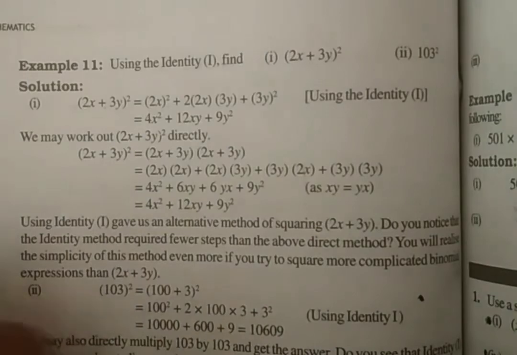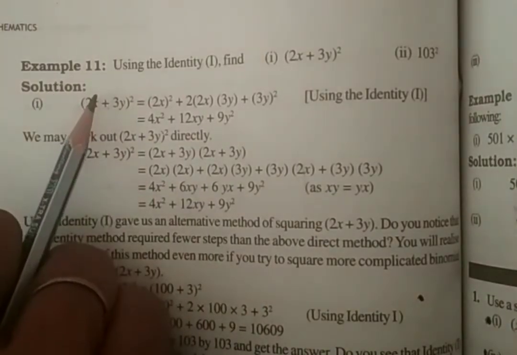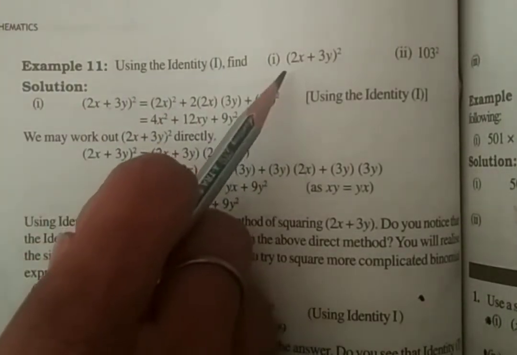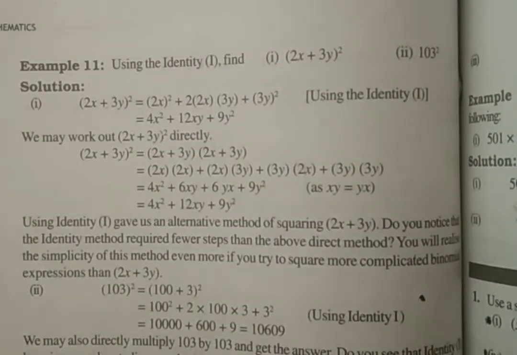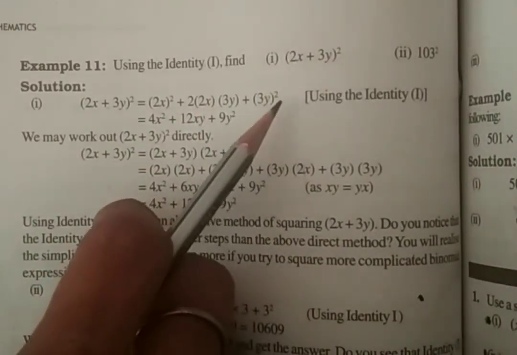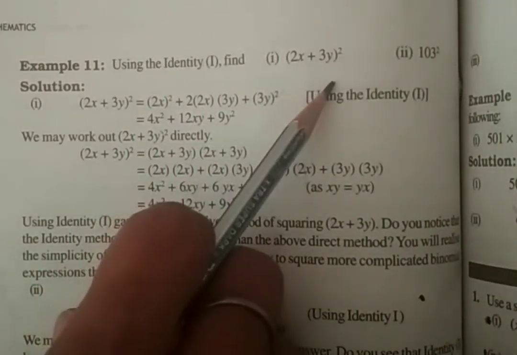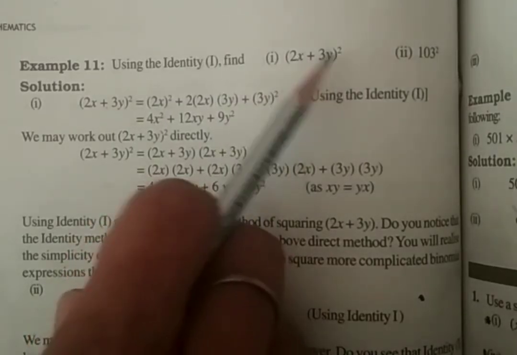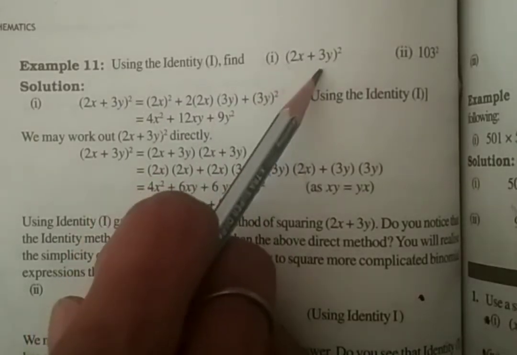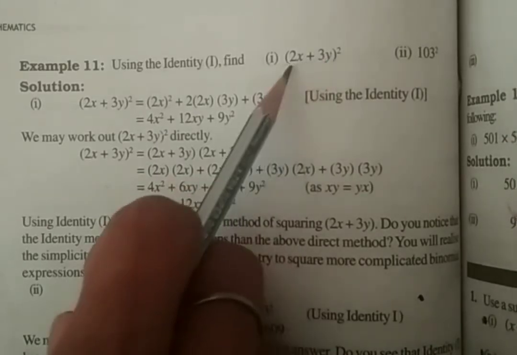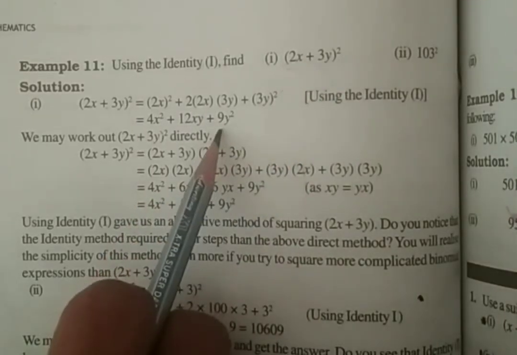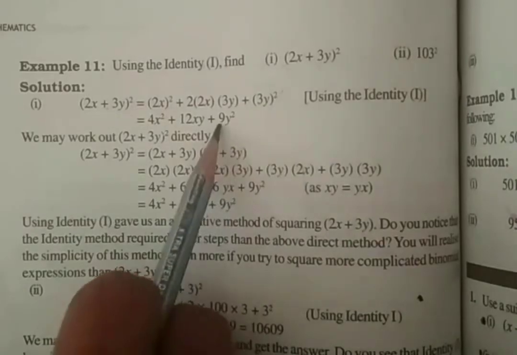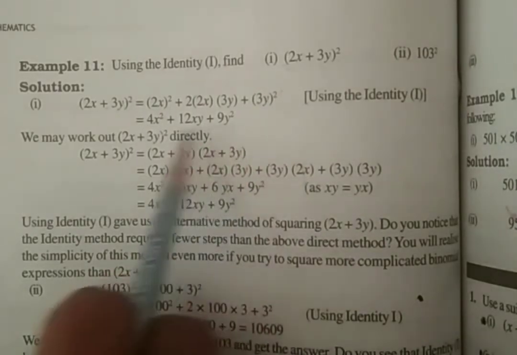Now let's try and solve this example 11. It shows that we have to solve 2x plus 3y the whole square. So it is looking like identity 1, a plus b the whole square. So what is the answer? A square plus 2ab. Here a is 2x and b is 3y. So it will be 2 into 2x into 3y plus b square, that is 3y square. 3y square is what? 9. 3 square is 9 and y square is y square. So this is the answer.